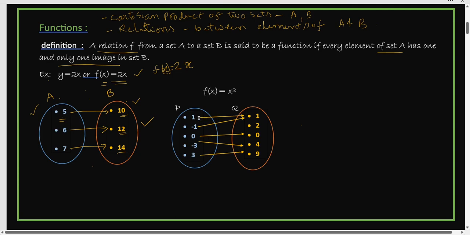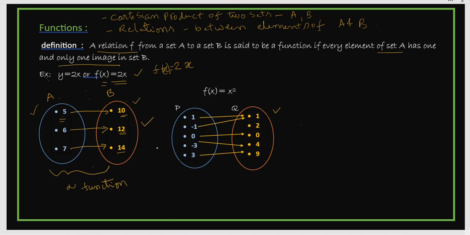Here, each element has only one image. 1 has one image only, and -1 also has one image. It doesn't matter if they point to the same element in the second set. 0 also has only one image. So this qualifies to be a function. Both of these are functions.